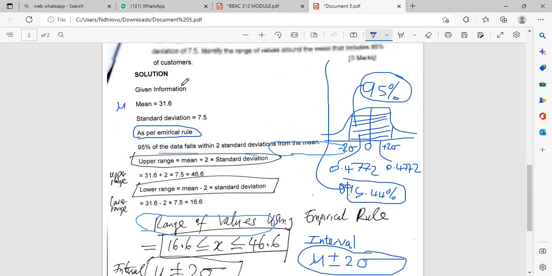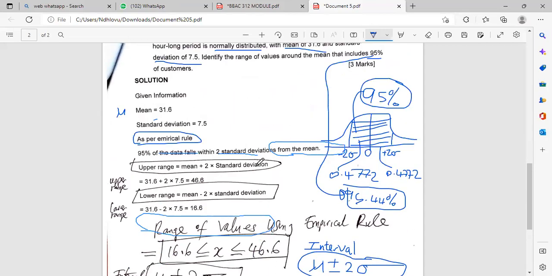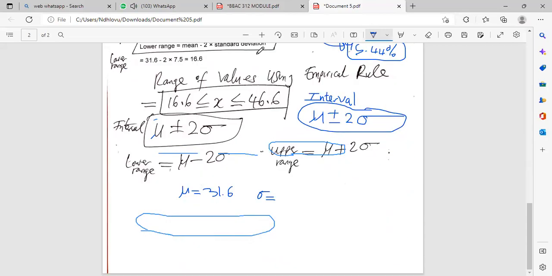Our mean has been given as 31.6. So our mu is equal to 31.6, please. Then our standard deviation has been given. We can see our standard deviation there is 7.5. So the standard deviation is 7.5.